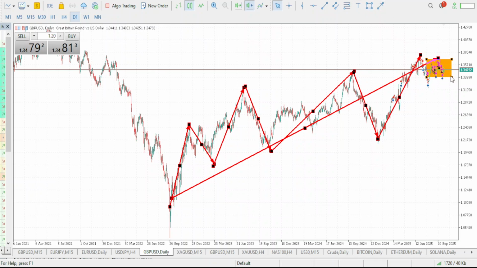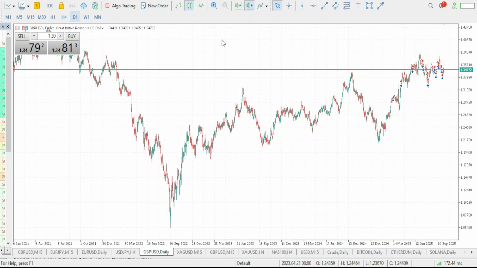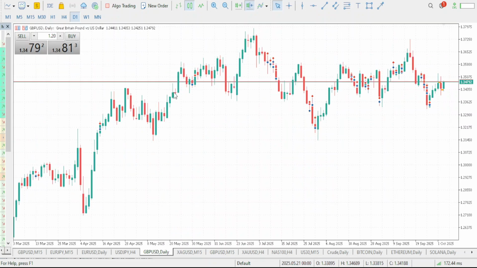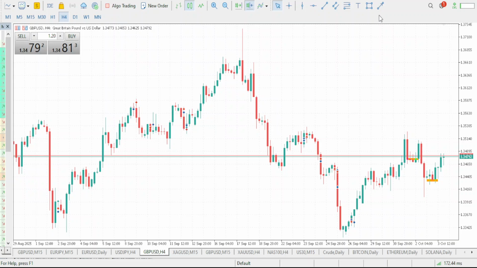Markets ranging within this level before we'll be expecting new impulse move. So our forecast or our trend on GBP USD is actually on an uptrend. So let's see what we'll be expecting this week.